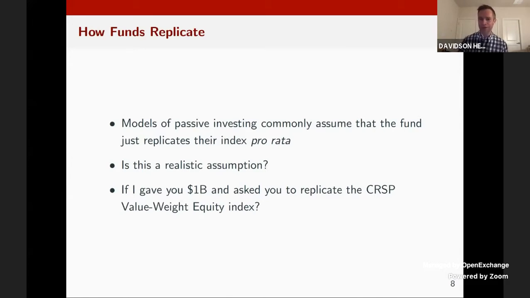And if I handed you $1 billion, quick thought experiment, and said, okay, start replicating the CRSP value-weighted stock index, starting today, you wouldn't immediately, right? Introspection suggests you probably wouldn't immediately hit bids, and you wouldn't immediately lift all the offers that you could find and try to perfectly replicate. You would be strategic about it.